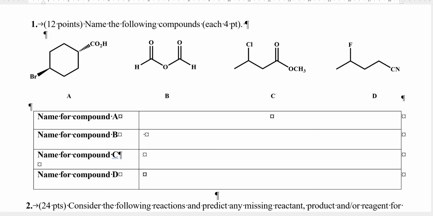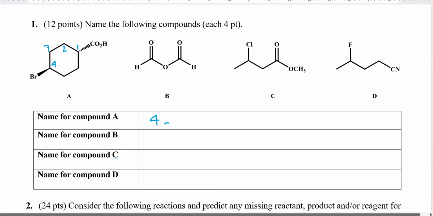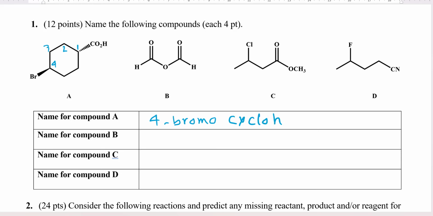Compound A, it is a carboxylic acid. So I should put number 1 on the carbon connecting to the carboxylic acid. Then 2, 3, and 4. So on carbon 4 we have bromo. So 4-bromo. Then the name of the ring is cyclohexane. Then carboxylic acid.